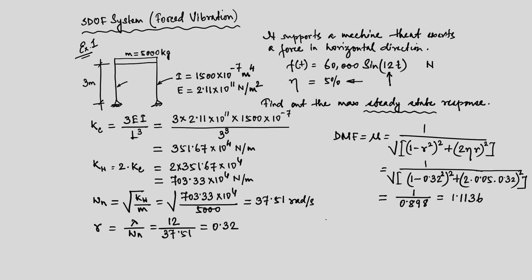Now, our task is to find x max. That is nothing but the dynamic magnification times the static deformation. So, in this case, the dynamic magnification is 1.1136 times our static deformation, which we can easily find because we know the amplitude of the external force divided by the effective stiffness in the horizontal direction, which we have already evaluated. It is the stiffness offered by the two columns, so it is 703.33 into 10 to the power 4. If you find this, you will get the effective deformation as 9.5, in millimeter.